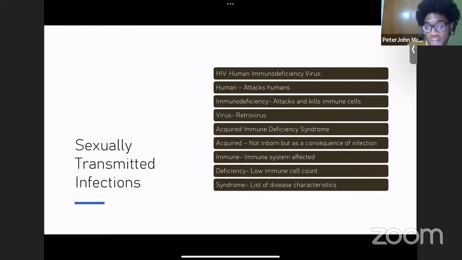AIDS is acquired immune deficiency syndrome. Because you get HIV, then you get AIDS. Immune: it attacks the immune system. Deficiency: a low immune cell count, because it's killing the immune cells. Syndrome is just a list of disease characteristics, something you have. So AIDS is the disease, HIV is the virus that causes it. So know that. That's why there's no AIDS virus.